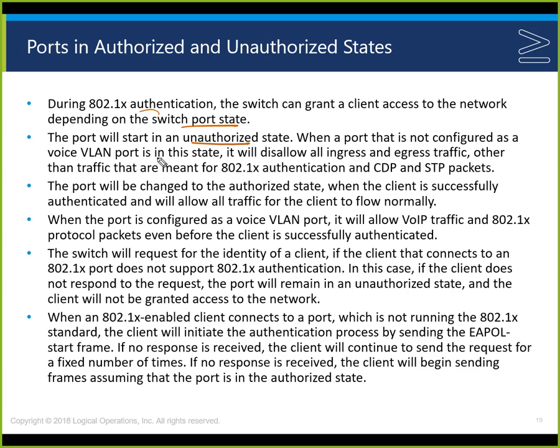When a port is not configured as a voice VLAN, it will disallow all the traffic except 802.1x EAPOL, CDP, and STP. All of those management frames are still able to go through. Once the client successfully authenticates, it will allow all traffic to flow normally in the authorized state. Ports configured as a voice VLAN will allow VoIP traffic and the 802.1x packets before it's authenticated. It will request the identity of the client.